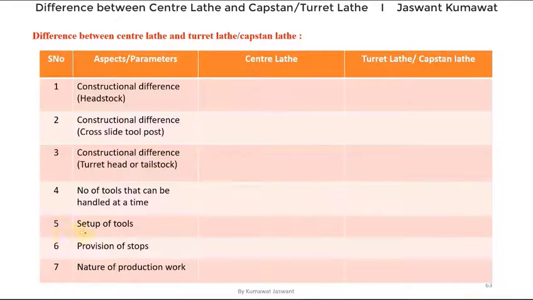Now the fifth difference is based on setup of tools. As the center lathe is equipped with a single way tool post, for each operation we have to change the tool. So we can say in the center lathe there is temporary setting of tools. In the case of the turret lathe, the tools are mounted permanently on cross slide tool posts and hexagonal tool posts. So to perform different operations on a workpiece, we do not require changing the tools. So the setting of tools in a semi-automatic lathe is permanent.